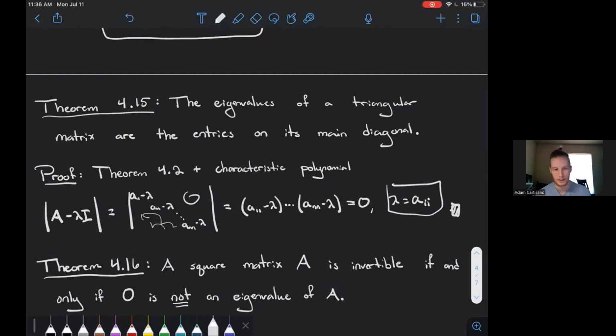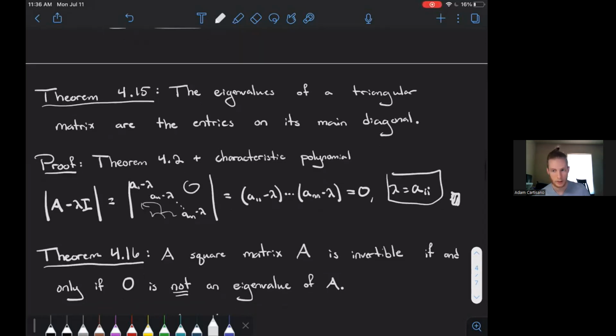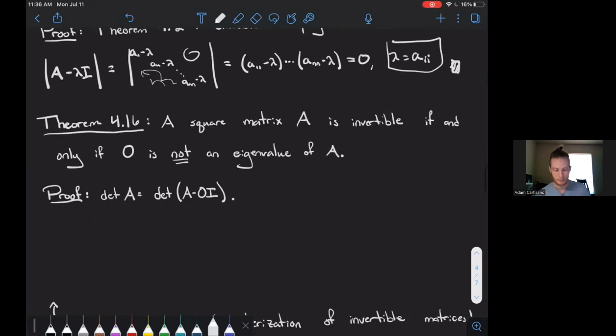So instead, we're going to have to come up with a different way to reduce matrices that is compatible with eigenvalues and eigenvectors. That will be the content of the next video, section 4.4. But for now, we have one more characterization of invertible matrices. So this will be added to the fundamental theorem of invertible matrices. I won't write it all out in this video, but you can add this to the list.